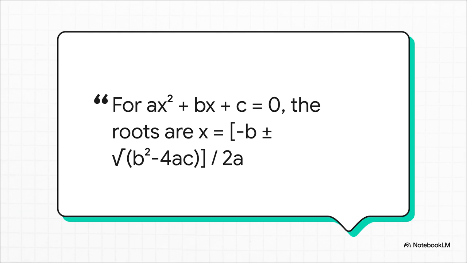Okay, moving into algebra. This formula, it's completely non-negotiable. You have to know it by heart. But don't forget its hidden superpower, the discriminant. That little b squared minus 4ac part under the square root. It instantly tells you if you've got 2 distinct roots, 1 repeated root, or no real roots at all. That can be a massive shortcut in the exam.